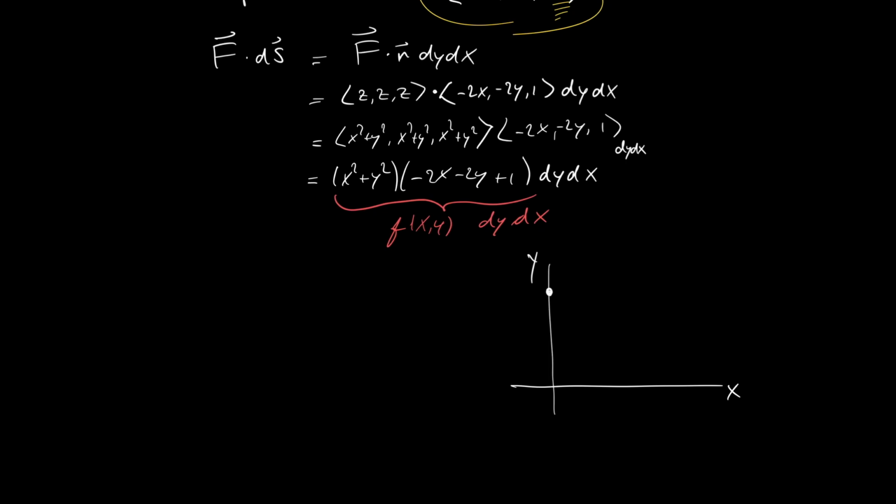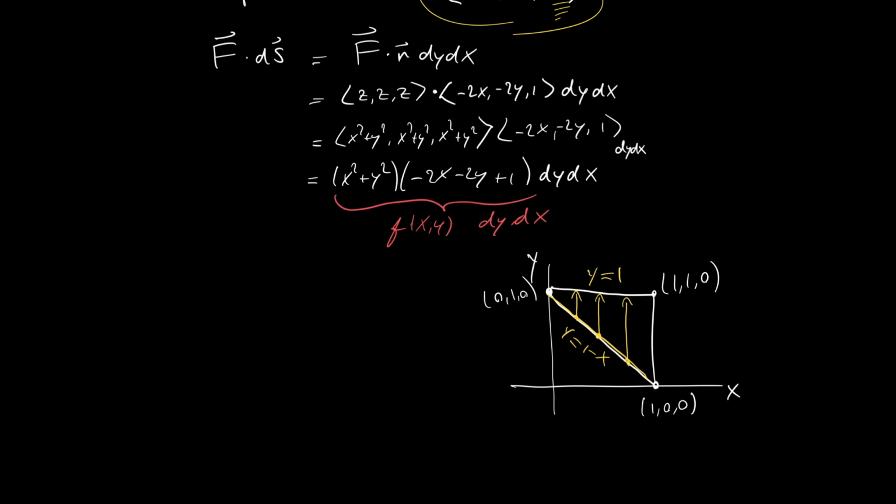So we are given the coordinate here, 0, 1, 0, the coordinate here, 1, 0, 0, and then the coordinate here, which is 1, 1, 0. And the triangle will look like this. So we describe this as a y-simple region. We integrate over y first, and then over x. So this is the direction of integration. Now we're starting on the diagonal line here, and you can easily find that that's y is equal to 1 minus x. And then we integrate all the way until y is equal to 1.